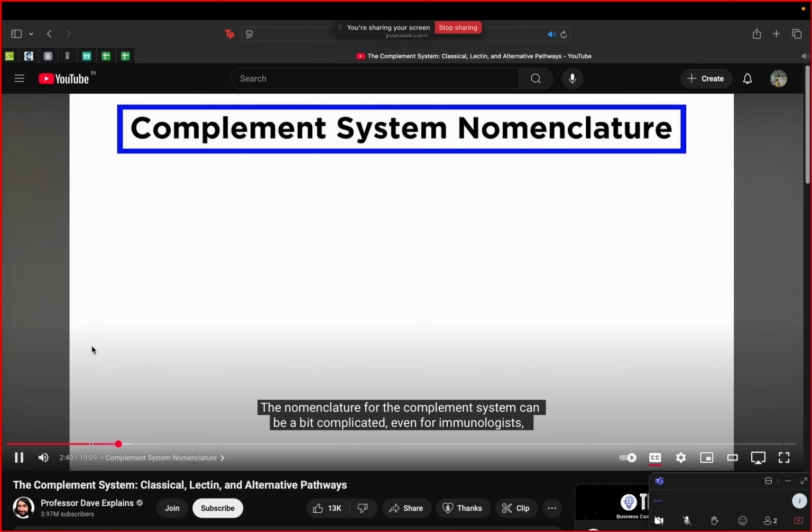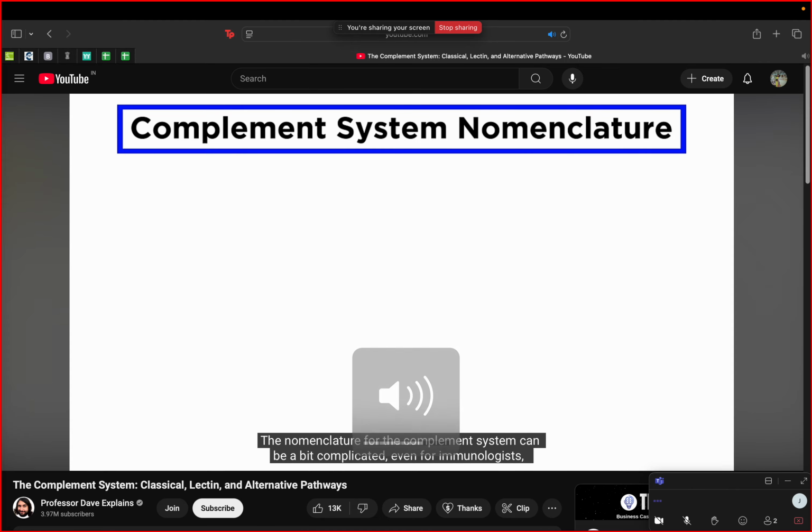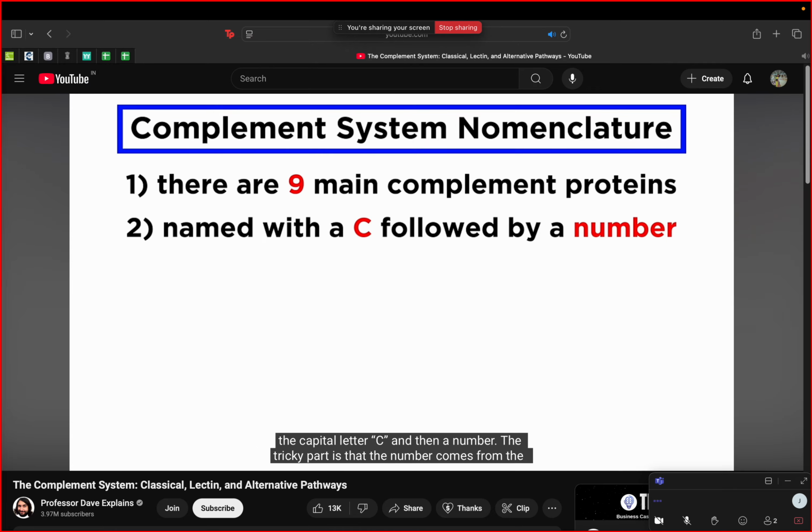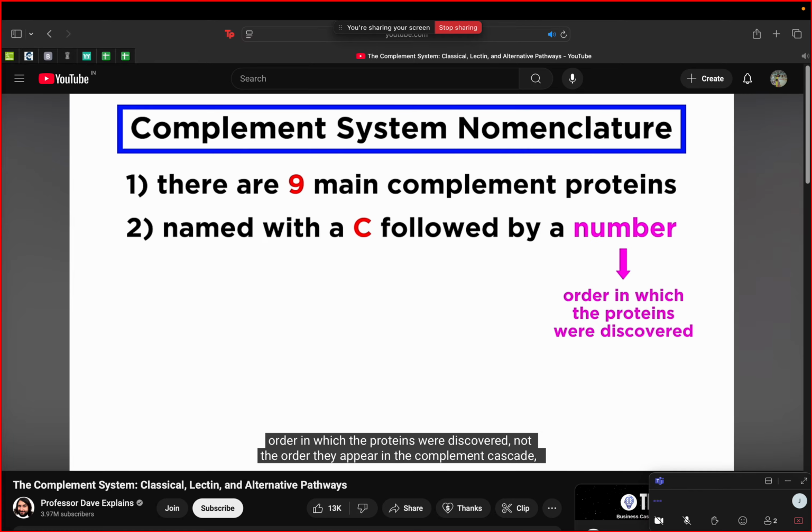The nomenclature for the complement system can be a bit complicated, even for immunologists, so let's break it down a bit. There are 9 main complement proteins, which are named with the capital letter C and then a number. The tricky part is that the number comes from the order in which the proteins were discovered, not the order they appear in the complement cascade, so keep this in mind moving forward.